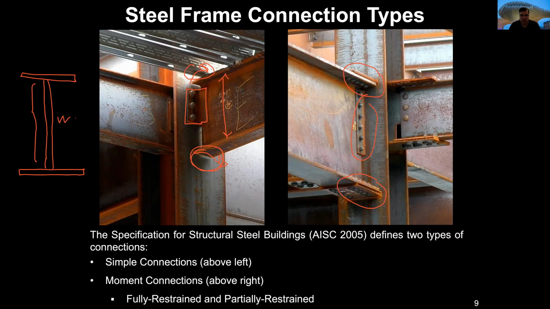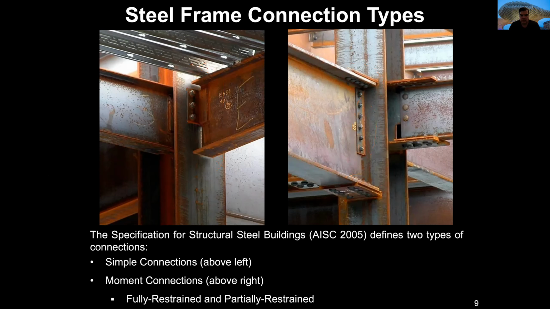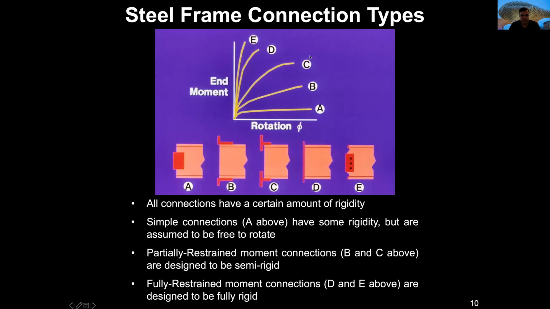And you may want not to calculate the connection, probably, but just to design it and understand what you exactly need. What happens with this kind of connections is that all of them have some rigidity. Simple connections have some rigidity, but are free to rotate. You can have some partial restriction until you have a fully restrained moment connection. That is, for example, the case of C and D, where they are fully rigid.